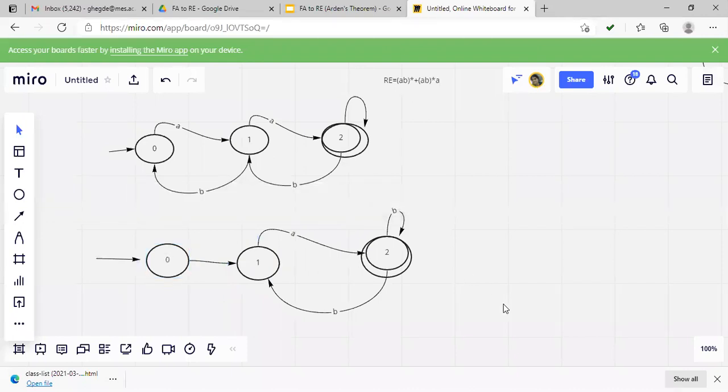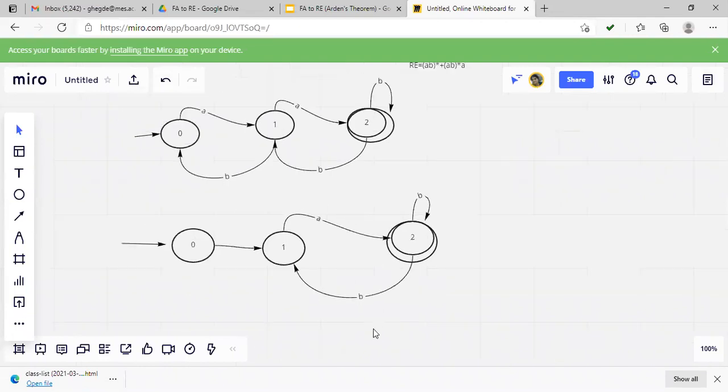Students, first and foremost, what did I say? Start from the start state and check how many loops. Do you have any loop? If you have loop, then how many loops you have? Add that. How many loops do you have at 0.